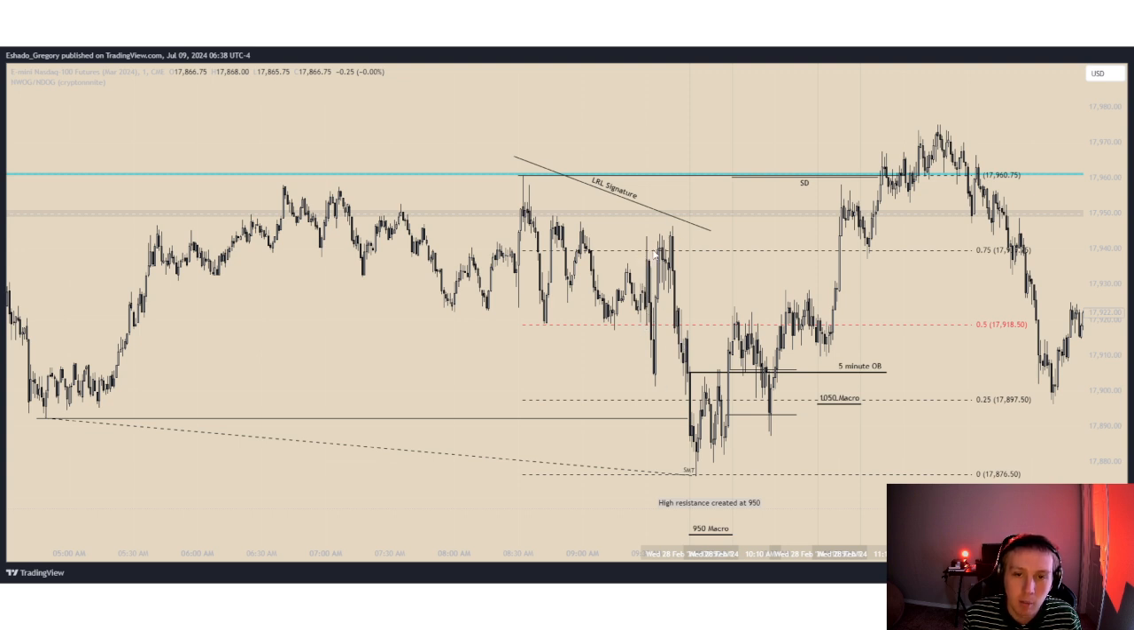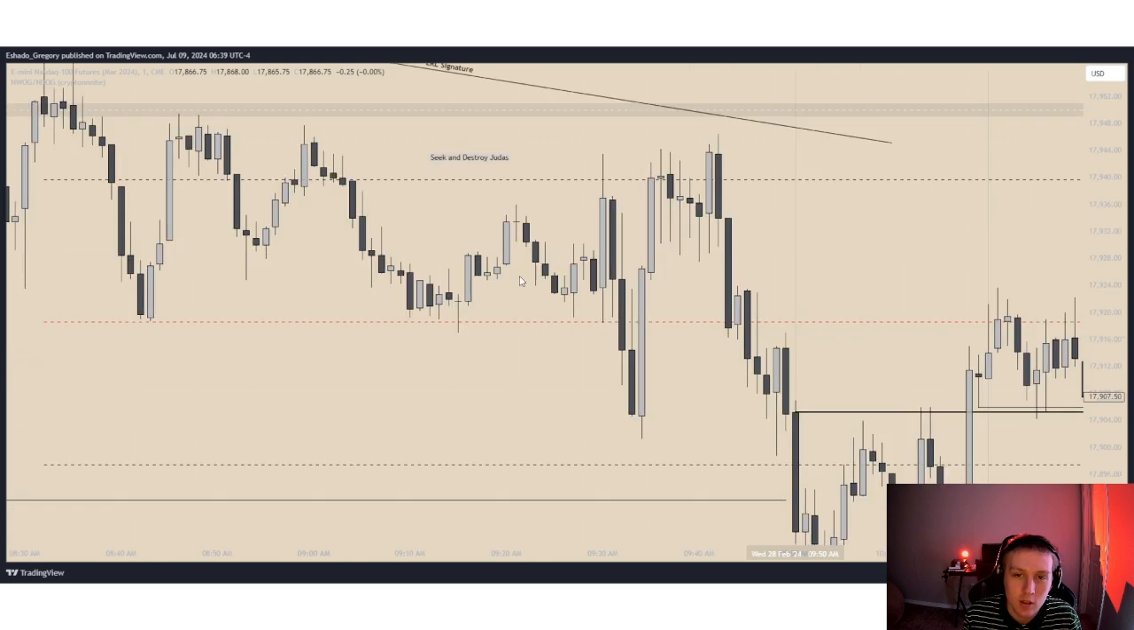We have buy side, sell side taken, and then we reprice higher. So within that market open, we end up taking buy side, then sell side liquidity gets taken here, and then we take buy side again, and then we take sell side again. So I classify this personally as a seek and destroy Judas swing. That's what I've personally called it.